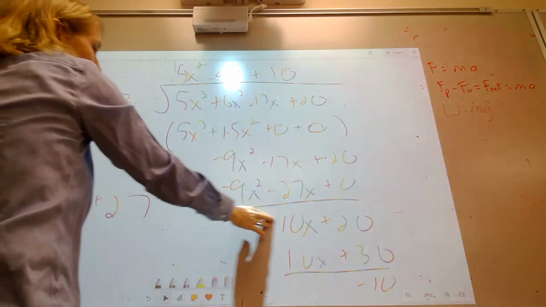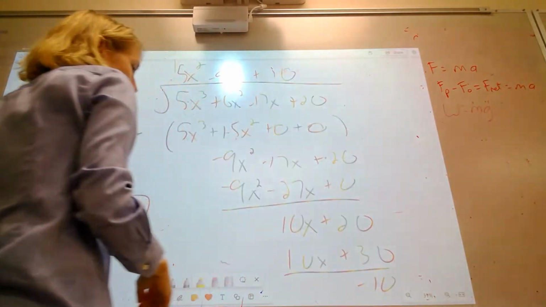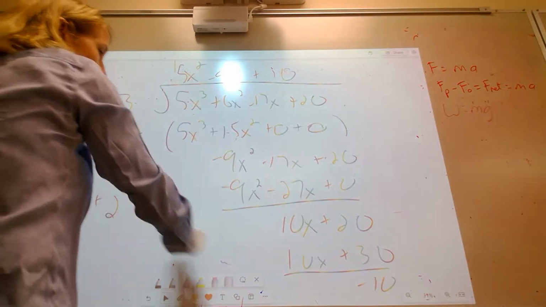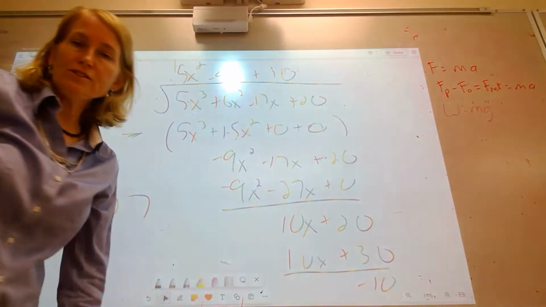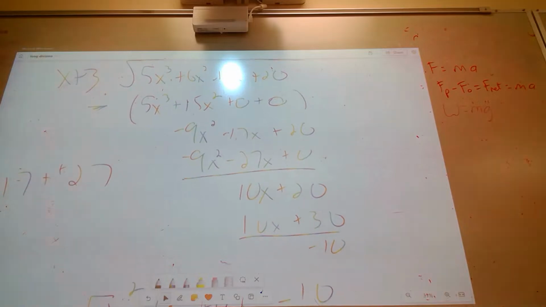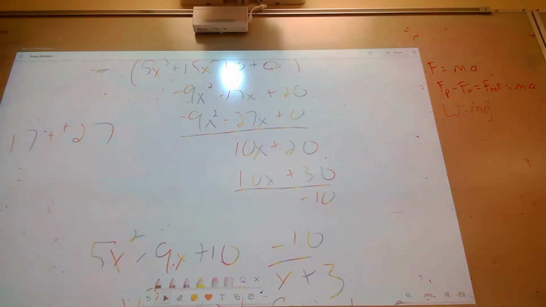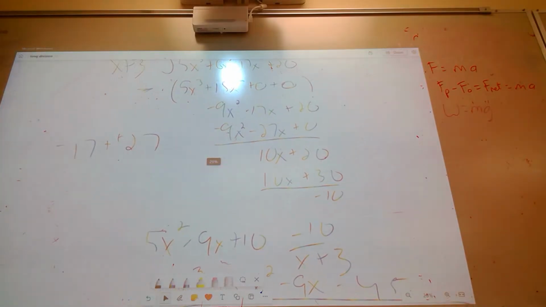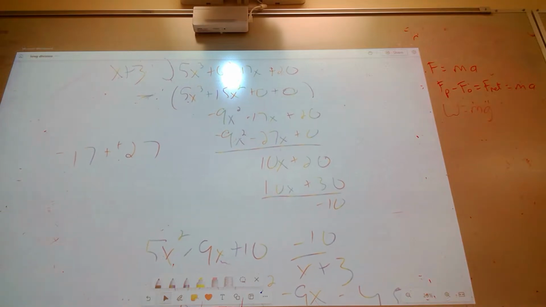What do I multiply x by to get 10x? It's 10. So now I multiply that out, I get 10x plus 30. My remainder is just negative 10. So I write it like this: 5x squared minus 9x plus 10 minus 10 over x plus 3.